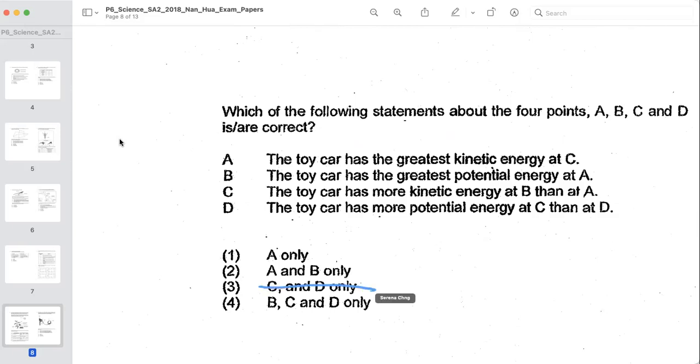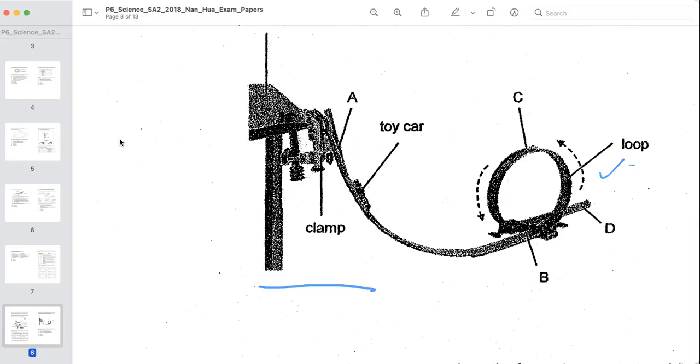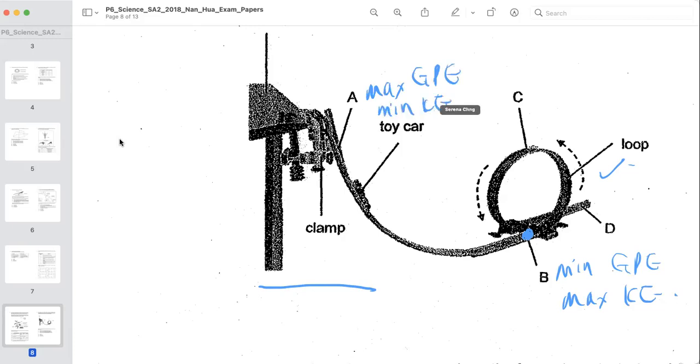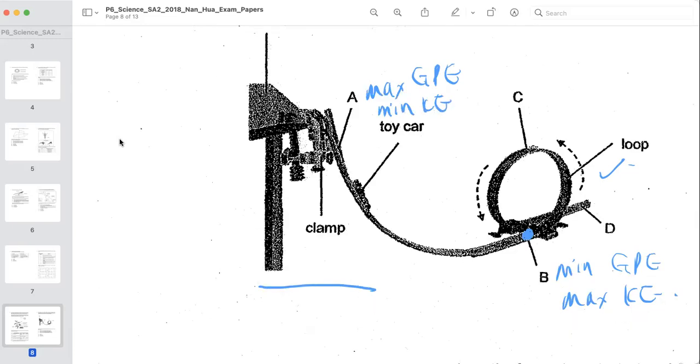So without statement B, you can safely say that's wrong. So now we just make sure option C and D are right. The toy car has more kinetic energy at B than at A. Yes, because at B, it has minimum GPE. It has maximum KE. Whereas at A, it has maximum GPE, so it has minimum KE. If it's released from rest, yes, it's actually 0. KE will be 0. Okay?